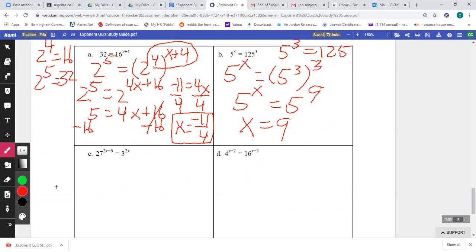Letter C, I have 27 to the 2x plus 6 is equal to 3 to the 2x. You can see here that 27 is a power of 3. Remember that 3 to the 3rd is 27: 3 times 3 is 9, 9 times 3 is 27. So I can rewrite 27 as 3 to the 3rd.